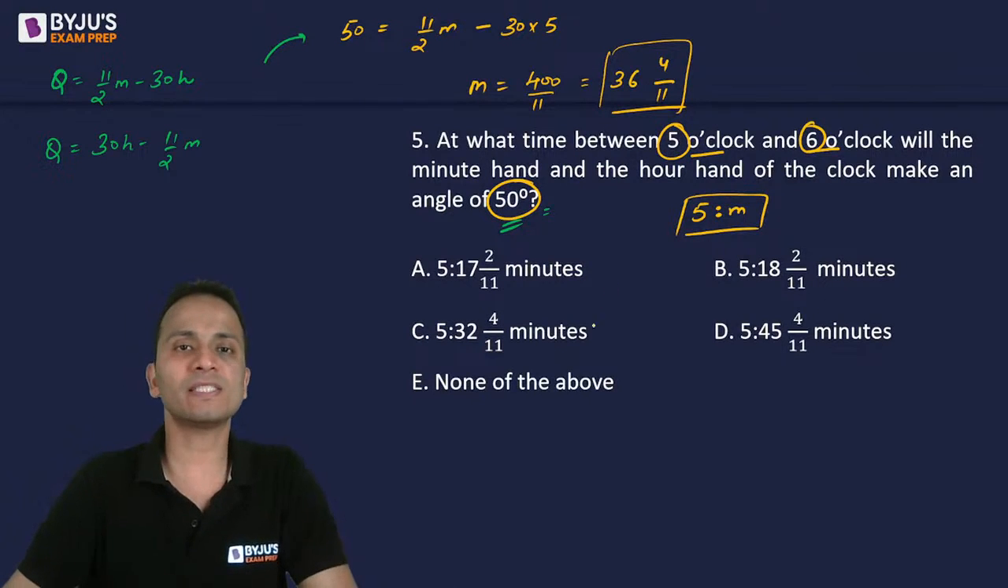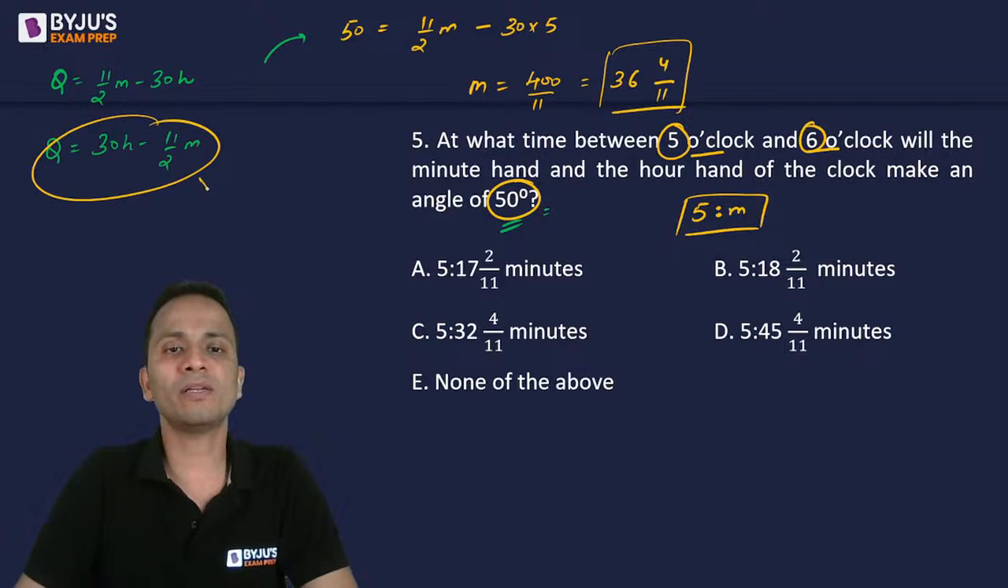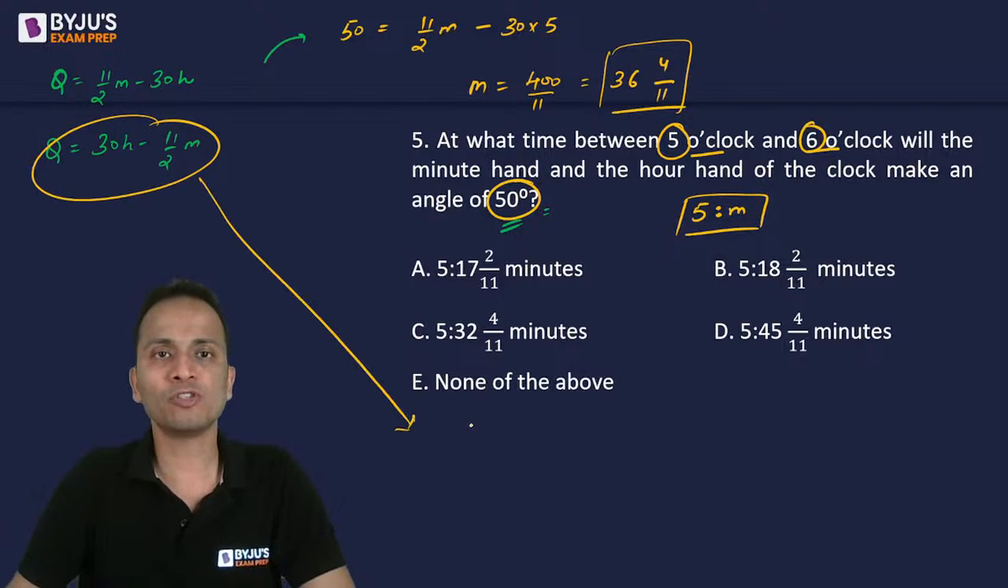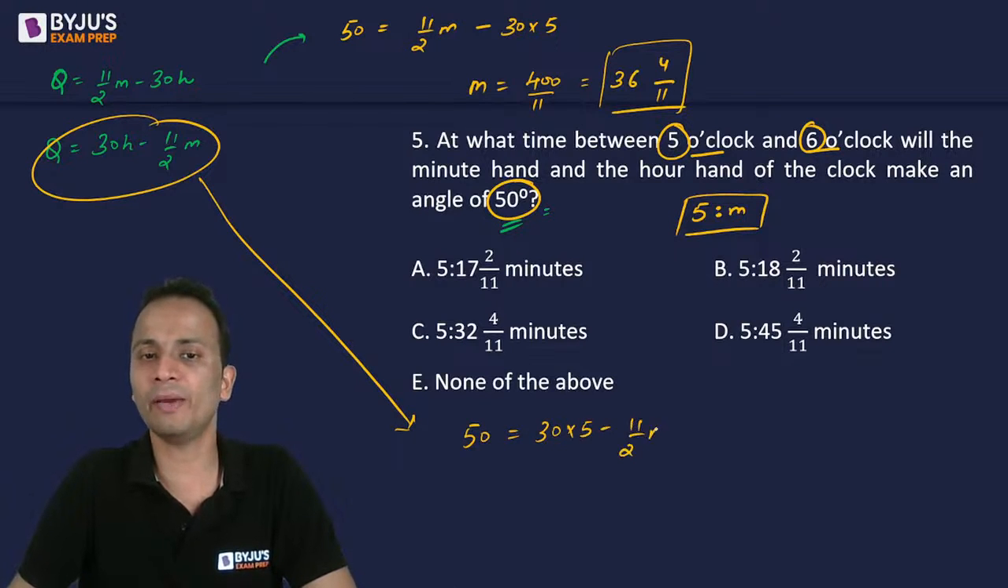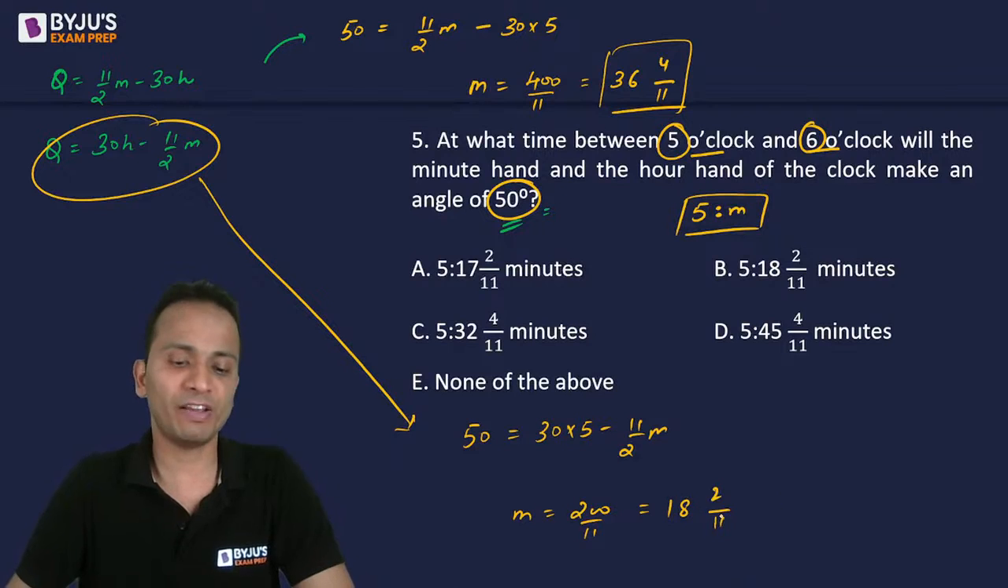Now I'll use the second formula. So look at the bottom of the screen. Second formula, this one, I'll use it here. So theta, once again, 50 is equal to 30 into 5 minus 11 by 2m. So the value of m here will be 150 minus 50, 100 into 2, 200 upon 11. And this will come out to be how much? 11 into 1 is 11, 9, 8, 2. So 18 and 2 by 11 minutes past 5 o'clock.